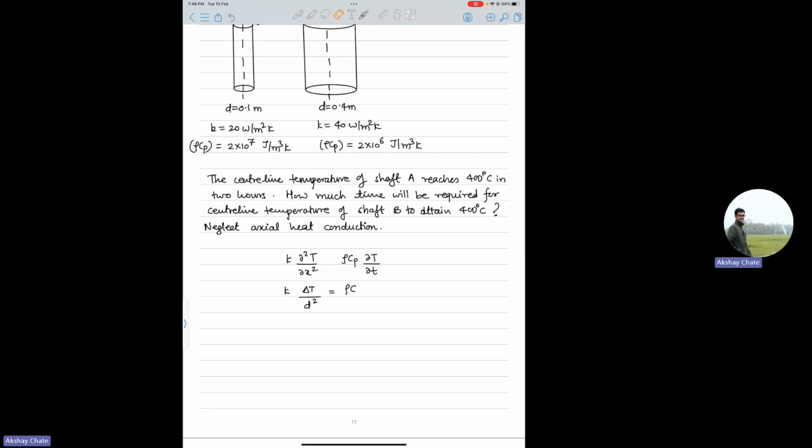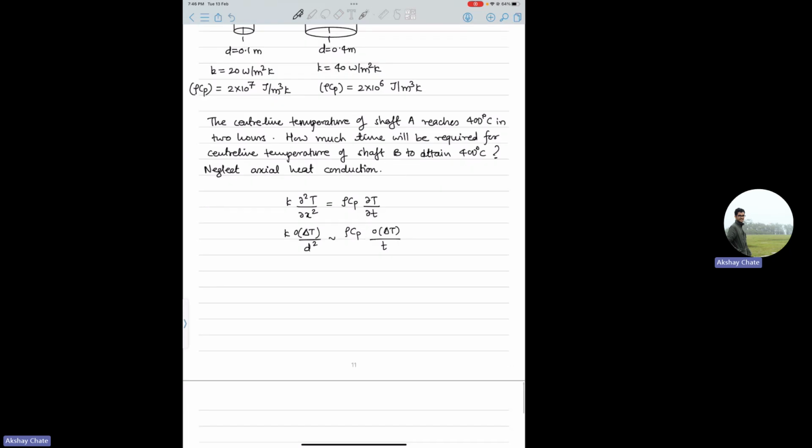I should not say equal here, sorry, because we are doing an order of magnitude analysis, so here it will be approximately a similar scale. And here your order of delta T will be the same, because delta T is delta T. And here you will have some time scale. So this delta T term will get cancelled. What you are left with, if you want to get some idea about time, is that time essentially scales as rho Cp d² by k.